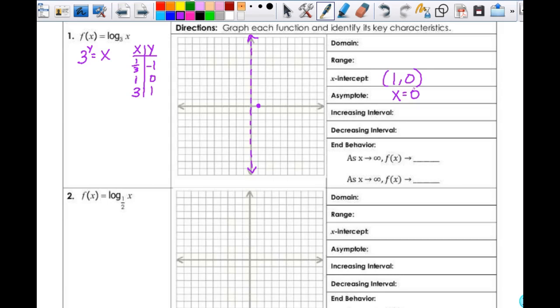Then I go and I can plot these other points. So when x is 1/3, y is -1. When x is 1, y is 0. I already had that one. And then 3, 1 is another point. So before I sketch my graph in, I want to make sure I have my x-intercept graphed, which I do. Since these don't have transformations, that'll happen before we do anything else. And then I can draw in my graph, and it looks something like this.